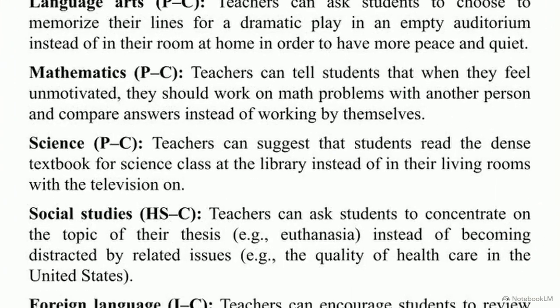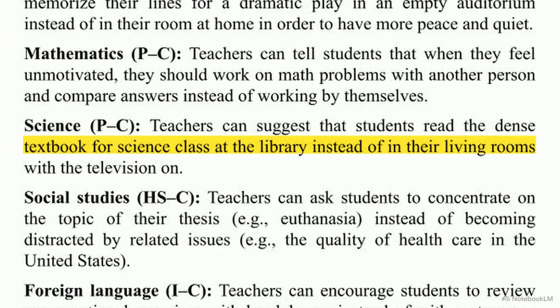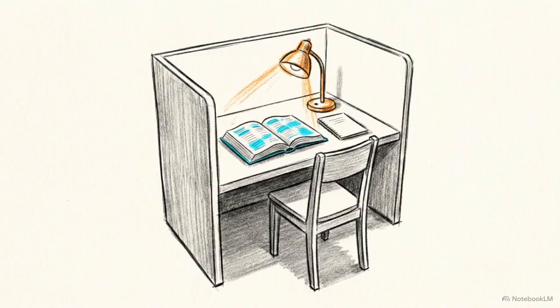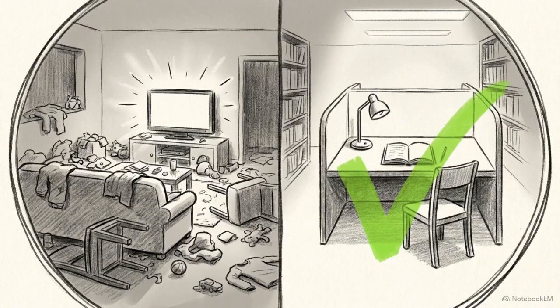For a science class, you might require students to read dense texts specifically in the library. For music, you can mandate that they set aside time in a dedicated practice room. Instructional success depends on environmental control. By structuring the physical room, you remove the reliance on a student's fluctuating willpower.